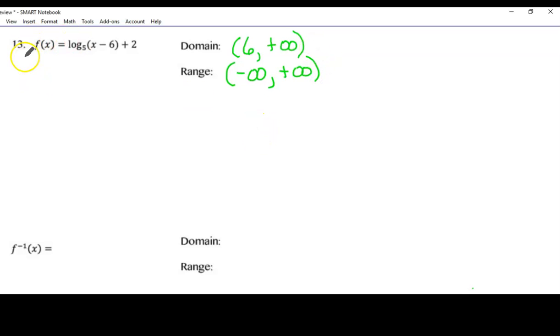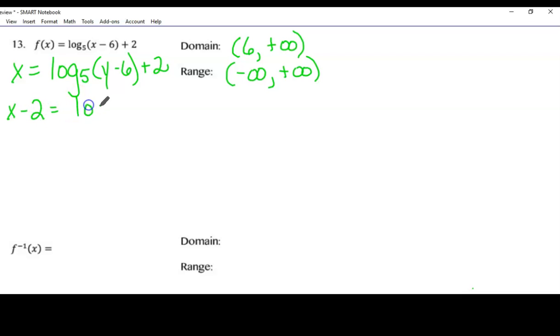Okay, so we have, let's rewrite this. We need to isolate this part right here, so we need to just subtract 2. And then we're going to write it in exponential form. 5 is the base. Remember, this part right here is the exponent. If it helps you to rewrite it the other way, then do that.